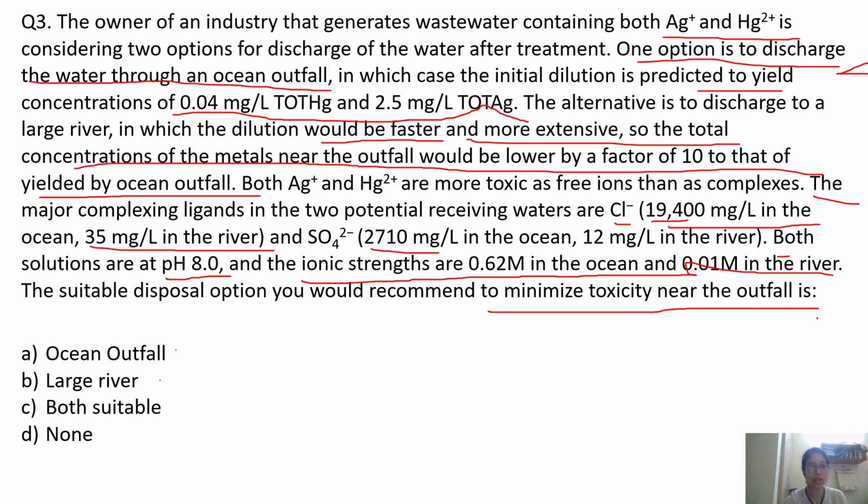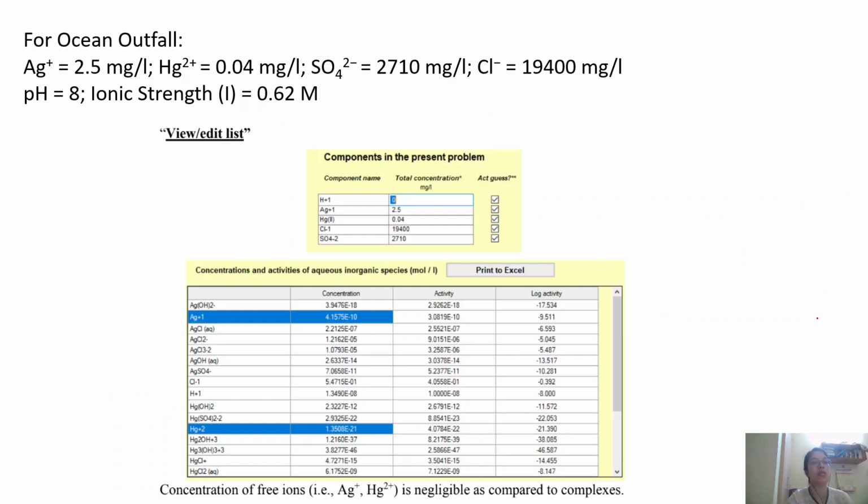We'll see the solution now. So the option is ocean outfall, as I have hinted. This is based on the toxicity, which is reduced because of the formation of complexes. But we'll see how. This question is also solved in Visual MINTEQ, so we will do it step by step. First we'll do for ocean, then we will do for river, then we will compare.